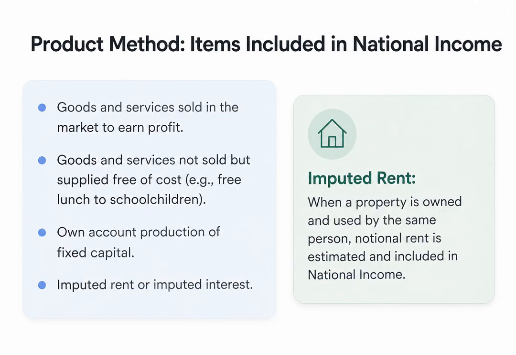When using the product method, we have to be specific about what gets included. Naturally, goods and services sold for profit are counted. But we also include goods supplied for free, like government-provided school lunches, because economic value was still created. We also count own account production of fixed capital and something called imputed rent.